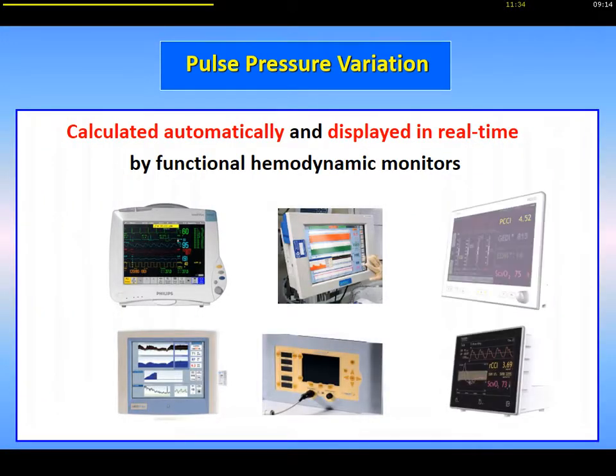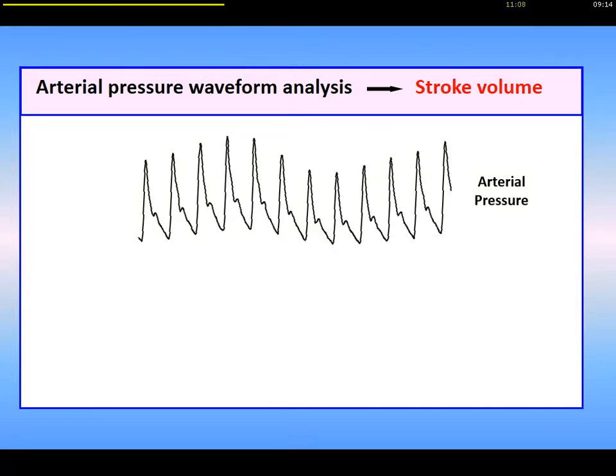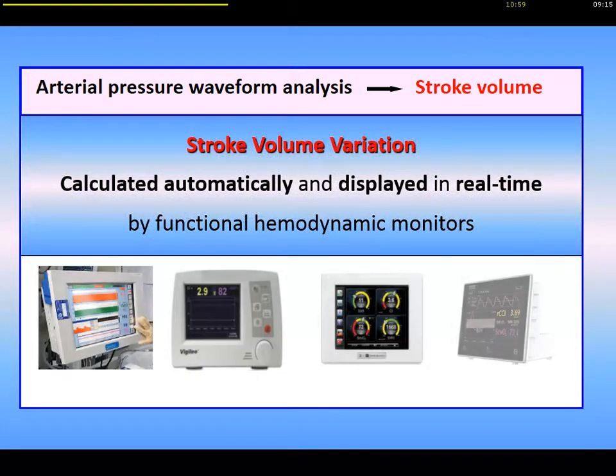Now, it's possible to obtain the value of PPV automatically, from these hemodynamic monitors, so-called functional hemodynamic monitors, and the value is automatically calculated and displayed in real time on the screen. Also, it's possible now, as you know, to use some devices able to calculate or estimate stroke volume from the analysis of the arterial pressure waveform. And also, from this analysis, it's possible to obtain the value of stroke volume variation. And all these devices are on this slide.